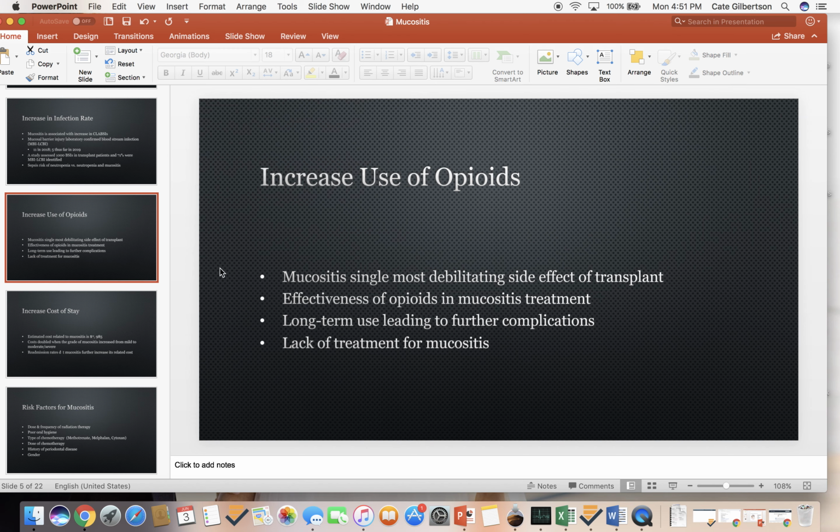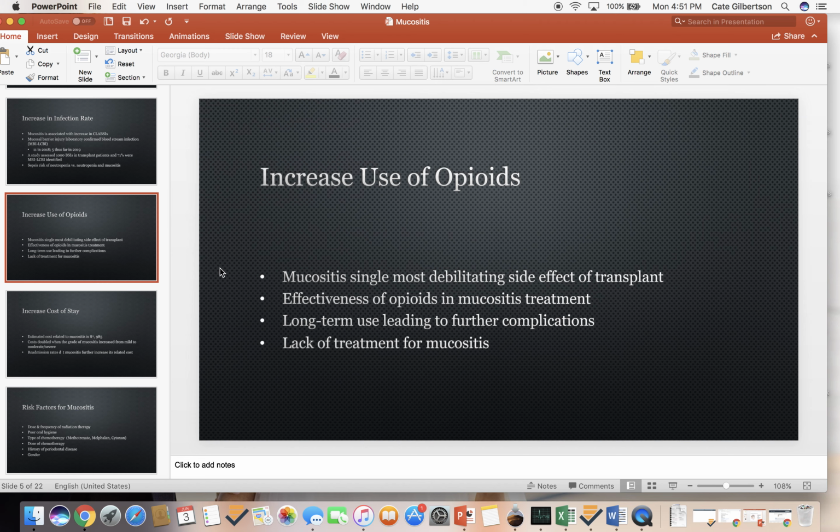Increased use of opioids. Mucositis has been dubbed the most debilitating side effect of transplant by patients in research who are able to talk about their transplant and able to tell us. They're not toddlers, they're older patients and adults who can explain what the worst part is. And unanimously, people say mucositis. So we really can think about that in terms of making an impact on our patients too. If we can decrease the severity of it, then we can help them be more comfortable overall.